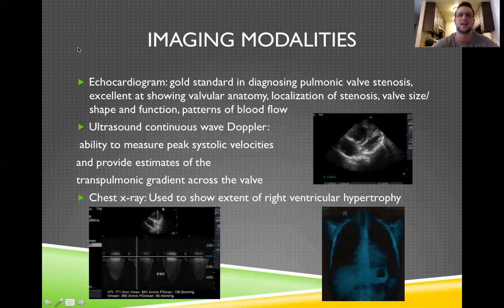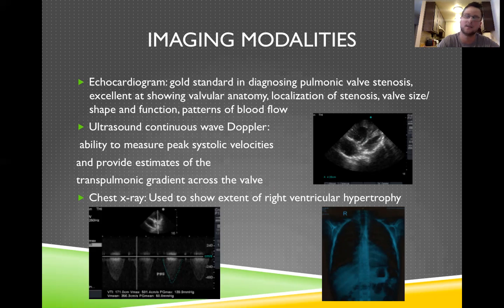So what are the imaging modalities? Because that's what we're interested in here, because it's our program. The gold standard for pretty much anything to do with the valve, should I say, is the echocardiogram, because it is great at showing the anatomy of the valve. It's able to localize the stenosis, see where the problem is. It's able to look at the shape of the valve, if anything's different, and how the valve's functioning.